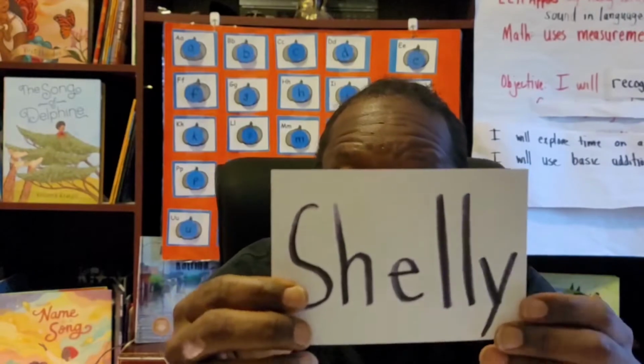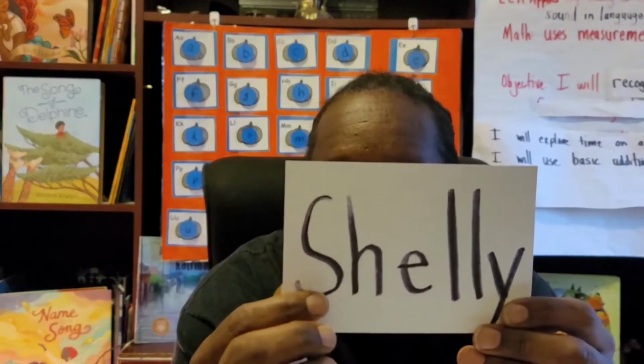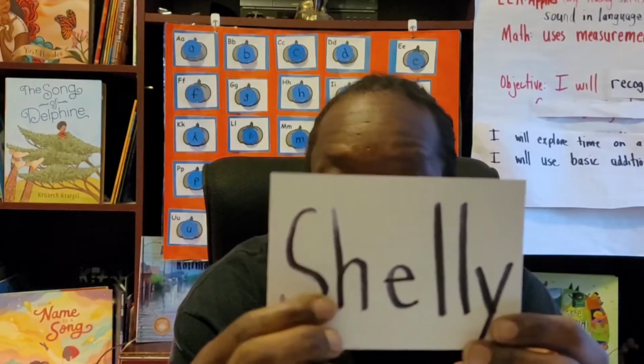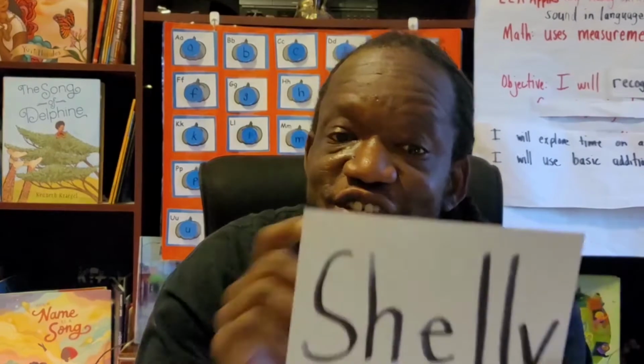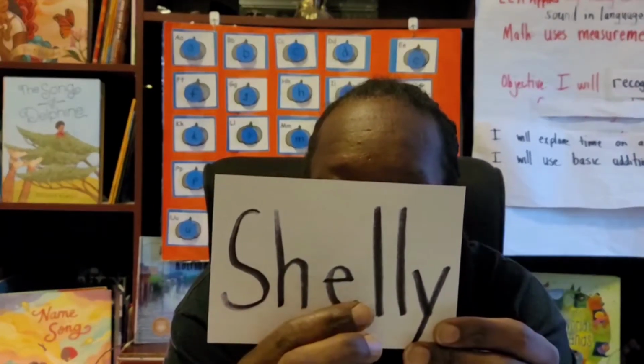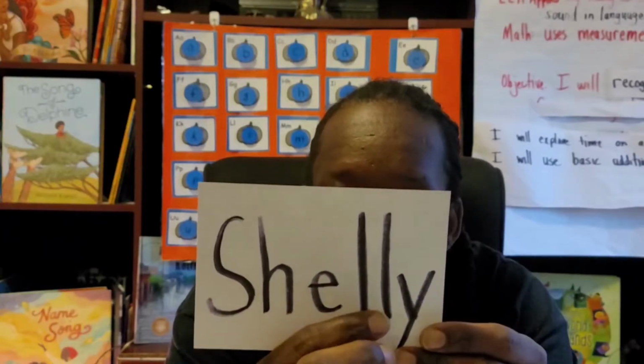Shelly, yes, this is Shelly. At the beginning of her name, she has the sh sound. So we don't say S-E-L-L-Y, we say sh. S-H makes the sh sound. Shelly, let's spell Shelly. S-H-E-L-L-Y.